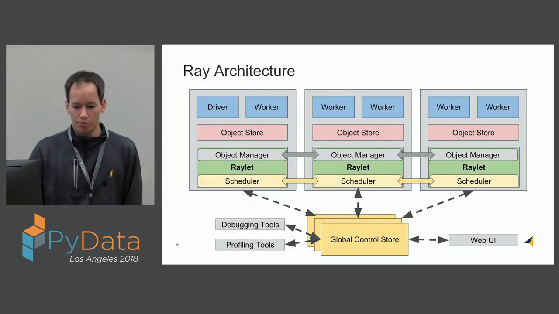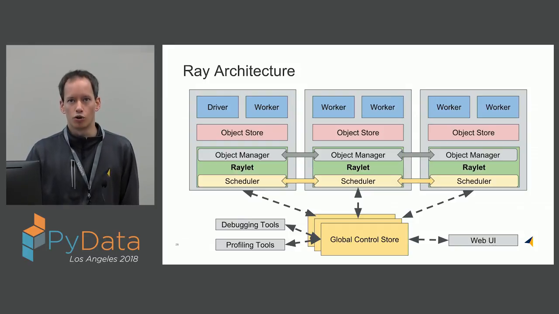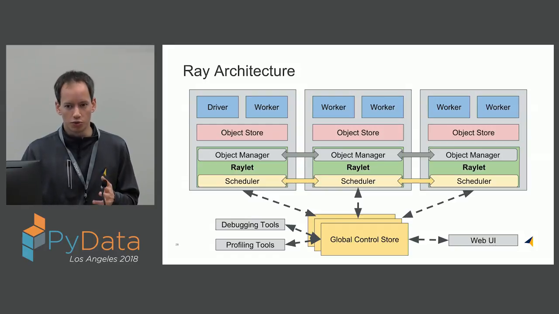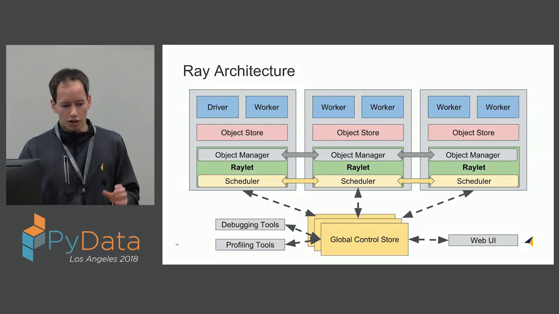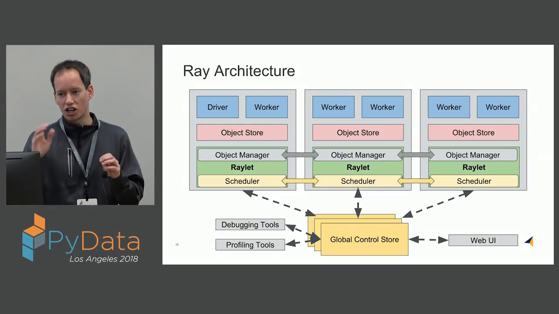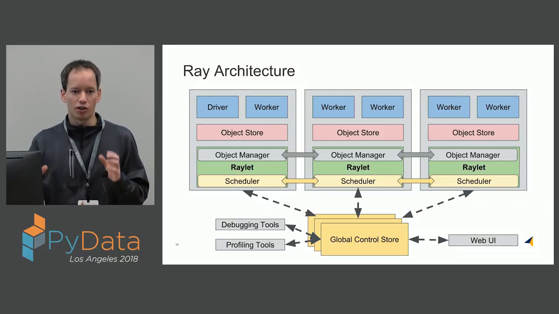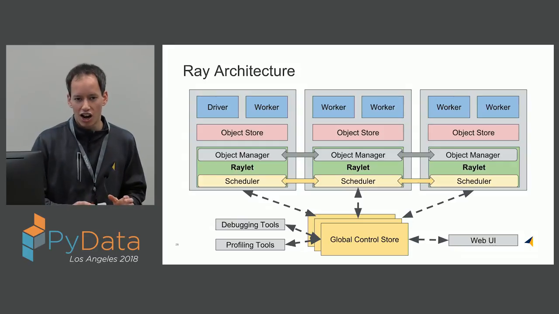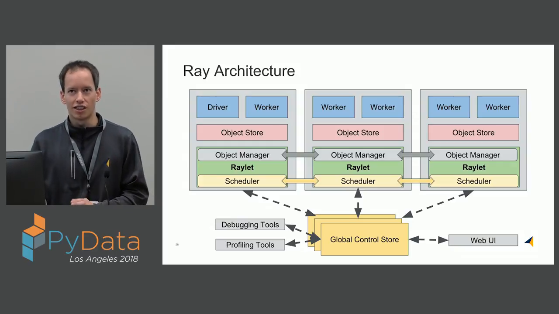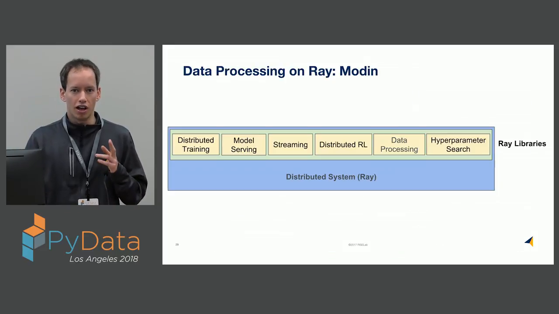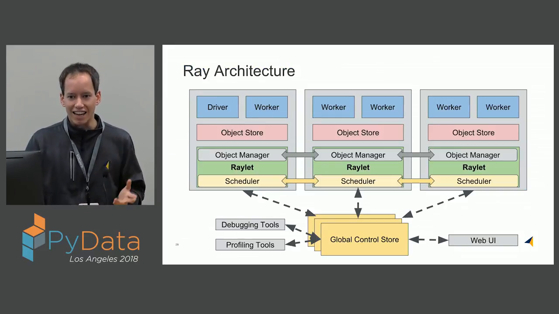There's this component that we call the global control store. This is actually proven to be a very useful and powerful system design. So this is a database. We use actually sharded Redis. And it stores all the metadata about the computation. So things like the computation graph, which tasks have been executing, and stuff like that. This makes it possible for all the other components of the system to be essentially stateless.